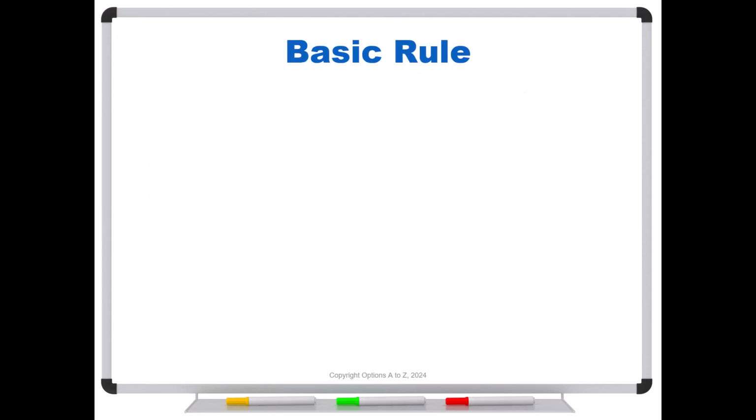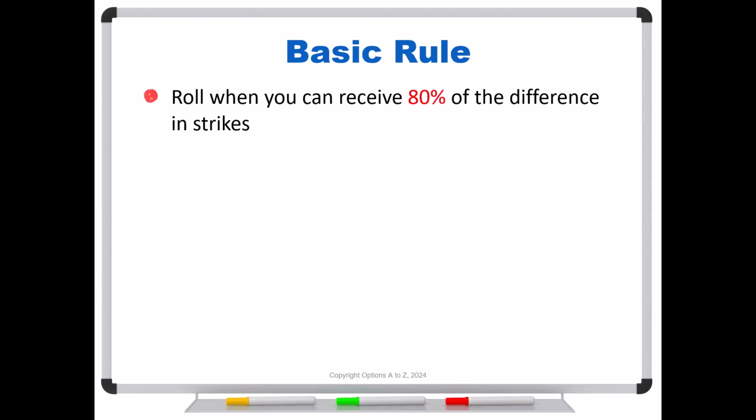So also remember, we've talked about this before, there's a basic rule of when to roll, especially for longer term options. One of the basic rules is to roll when you can receive about 80% of the difference in strikes. So let's say that you own a $100 call and you want to roll it. Well, you do that by selling the 100 call and perhaps buying the 105. And if we look at this, that's a vertical spread, so you could put that in your broker's platform by selling the 100 105 vertical spread.